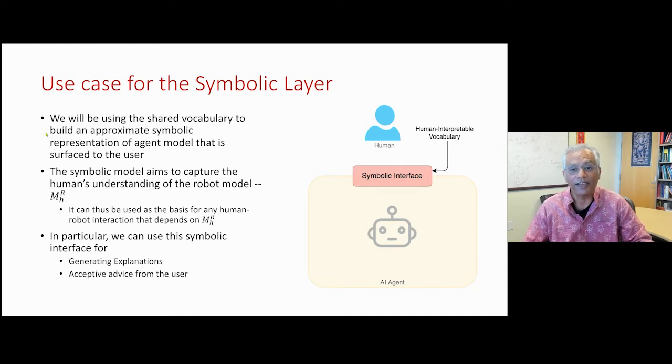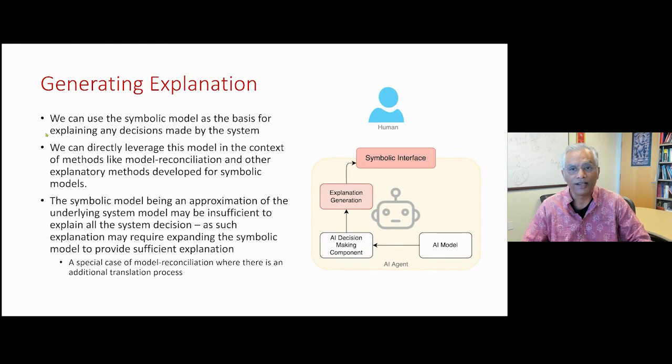In particular, we can use this for generating explanations as well as accept advice from the user. In terms of generating explanations, we can use the symbolic model as a basis for explaining any decisions made by the system. We can directly leverage the model in the context of our earlier methods like model reconciliation and other explanation methods developed for symbolic models.